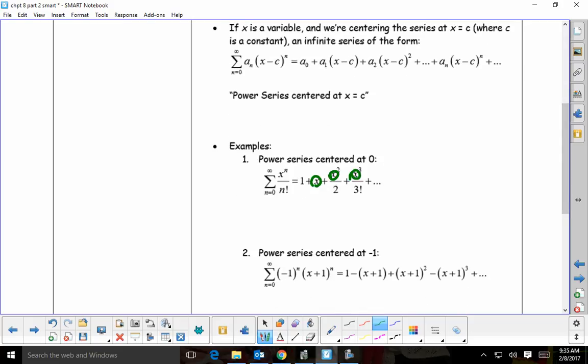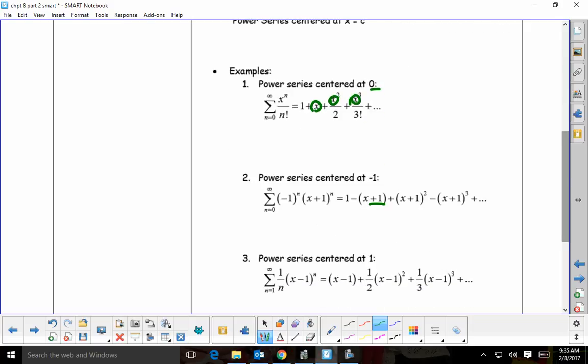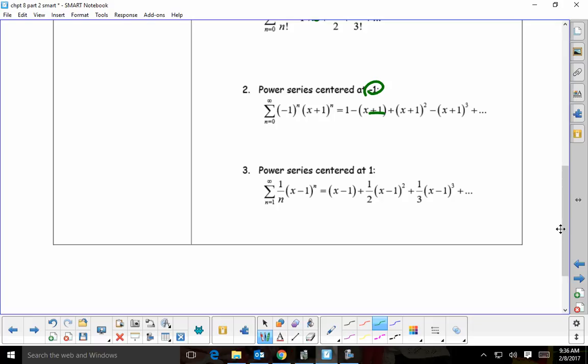If there's no x minus anything, then we are centered at 0. Here I have x minus a negative 1. So I'm centered at negative 1. You kind of see how you can see where you're centered just by looking? Where are you centered here? 1. Okay, so it's always going to be important to know where are we centered around? Where are we starting to try to converge from?